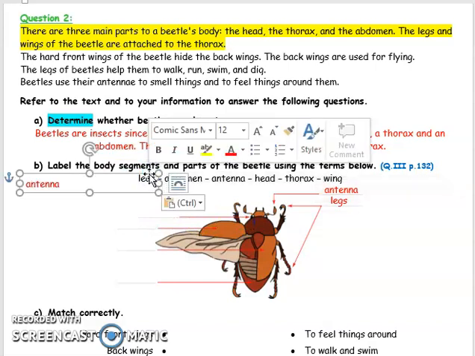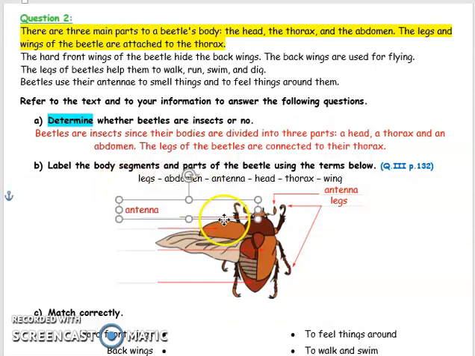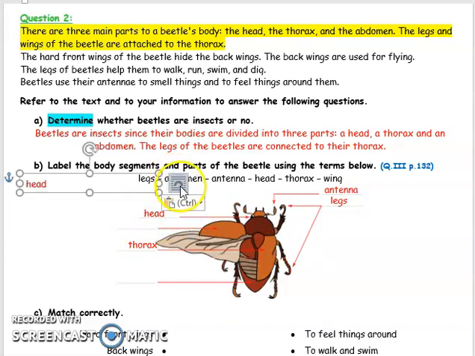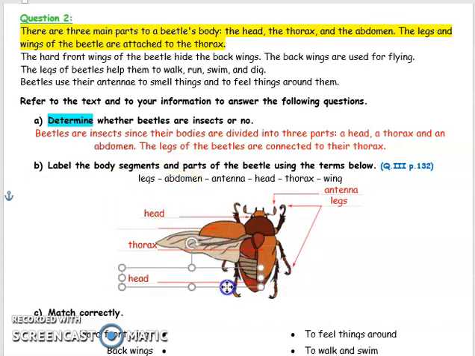Let's talk about the body parts of the beetle. Here is the head, the thorax, and the abdomen, which is the third part of the beetle's body.